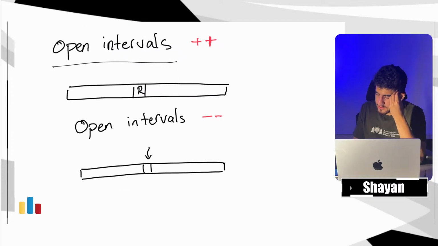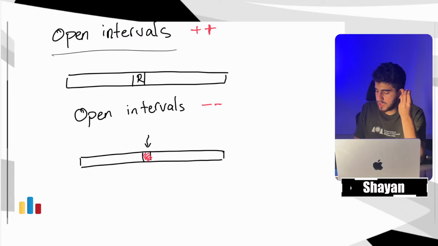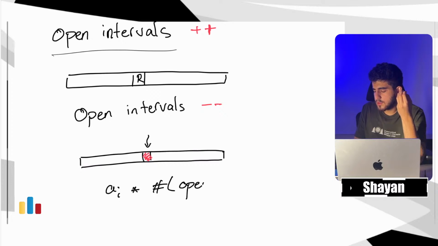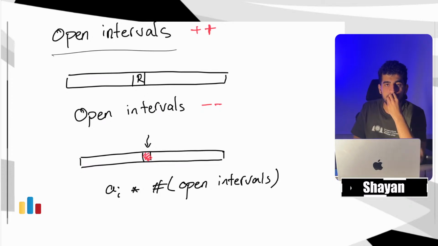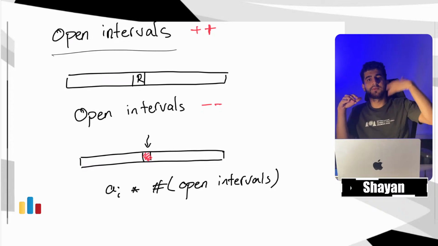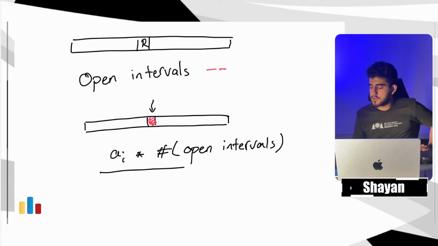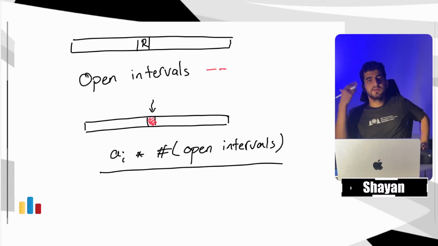And as I said, the value that this cell will contribute to the final answer is going to be a sub I times this number of open intervals, because in those open intervals, this cell will appear and it will be calculated. I mean, it will be calculated in that sum that will be added to our score. So I need to multiply a sub I by this number of open intervals. And this way I can update my answer.